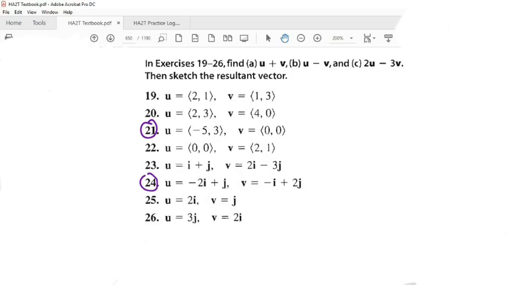24 uses unit vectors, I and J. They're your friends. It's written algebraically; that's called algebraic form. This is called component form. All right, so let's do A and C. I don't want to do all of them. I feel like I'm wasting my time here.